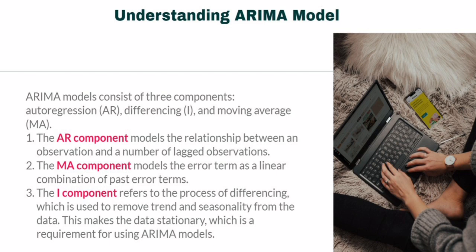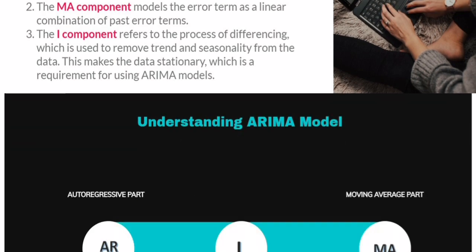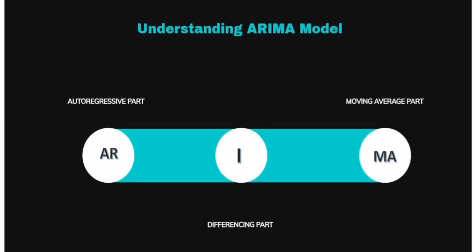ARIMA stands for Autoregressive Integrated Moving Average. It is a statistical method used to analyze and forecast time series data. ARIMA models are commonly used in finance, economics, and other fields to predict future trends in datasets. ARIMA models are made up of three components: autoregression, integration, and moving average. The order of an ARIMA model is defined by three parameters: P, D, and Q.